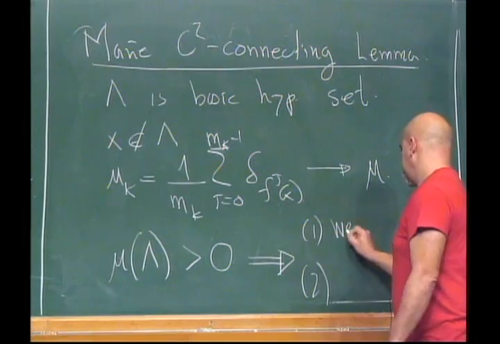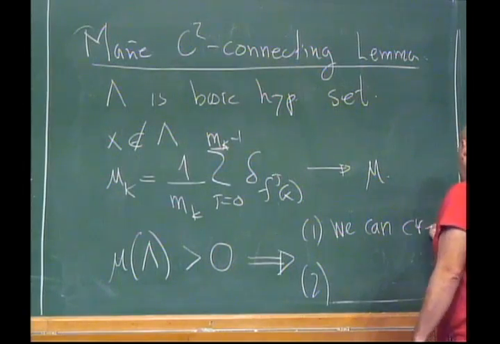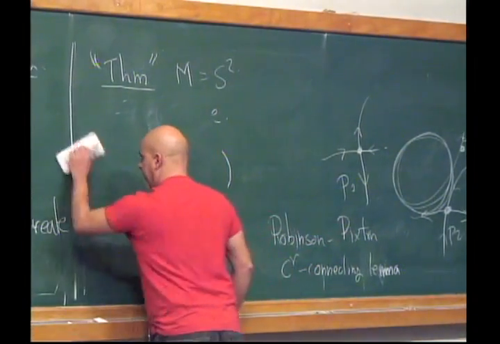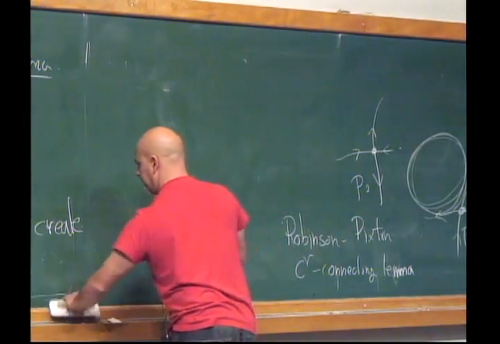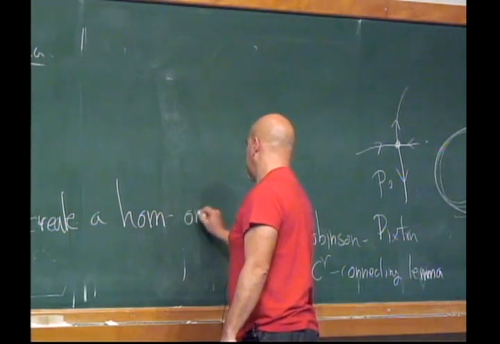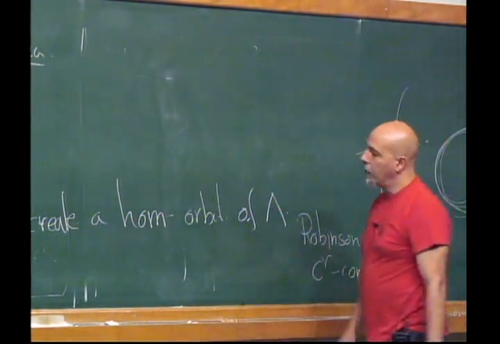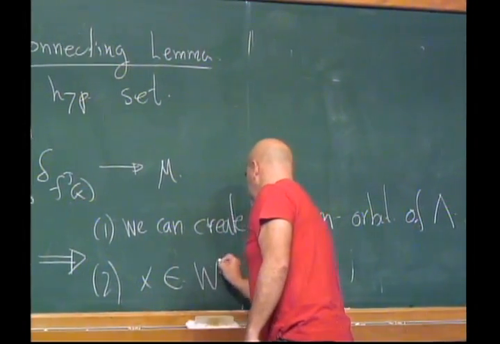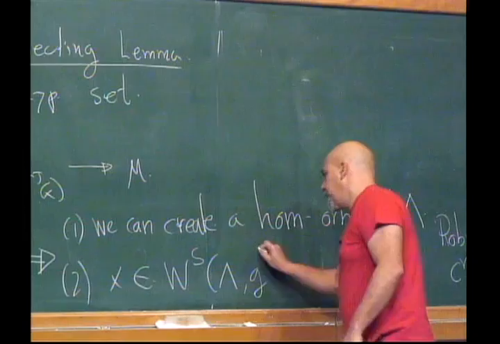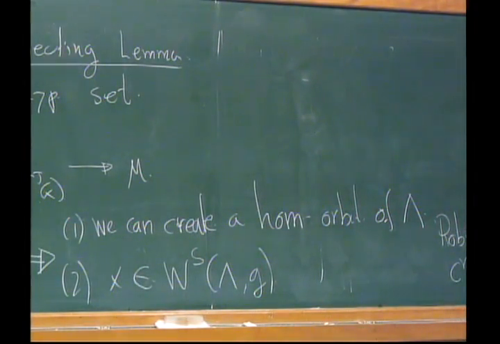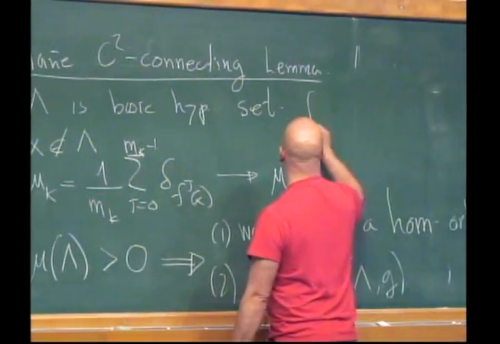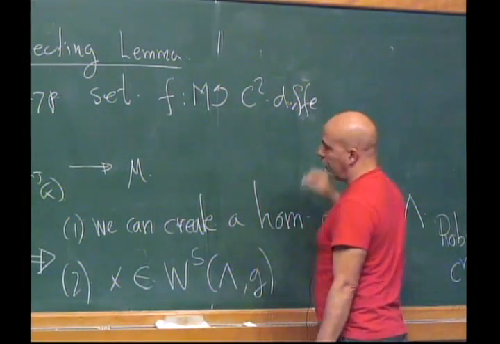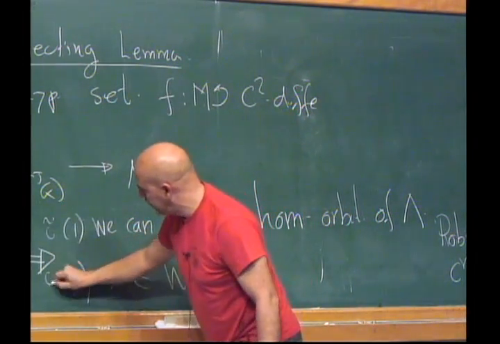Either we can create a homoclinic orbit associated to Lambda, or we can perturb so that x belongs to the stable manifold of Lambda for some perturbation g, of course. I'm sorry, f is a C^2 diffeomorphism, and the perturbations here are C^2 close. Okay?